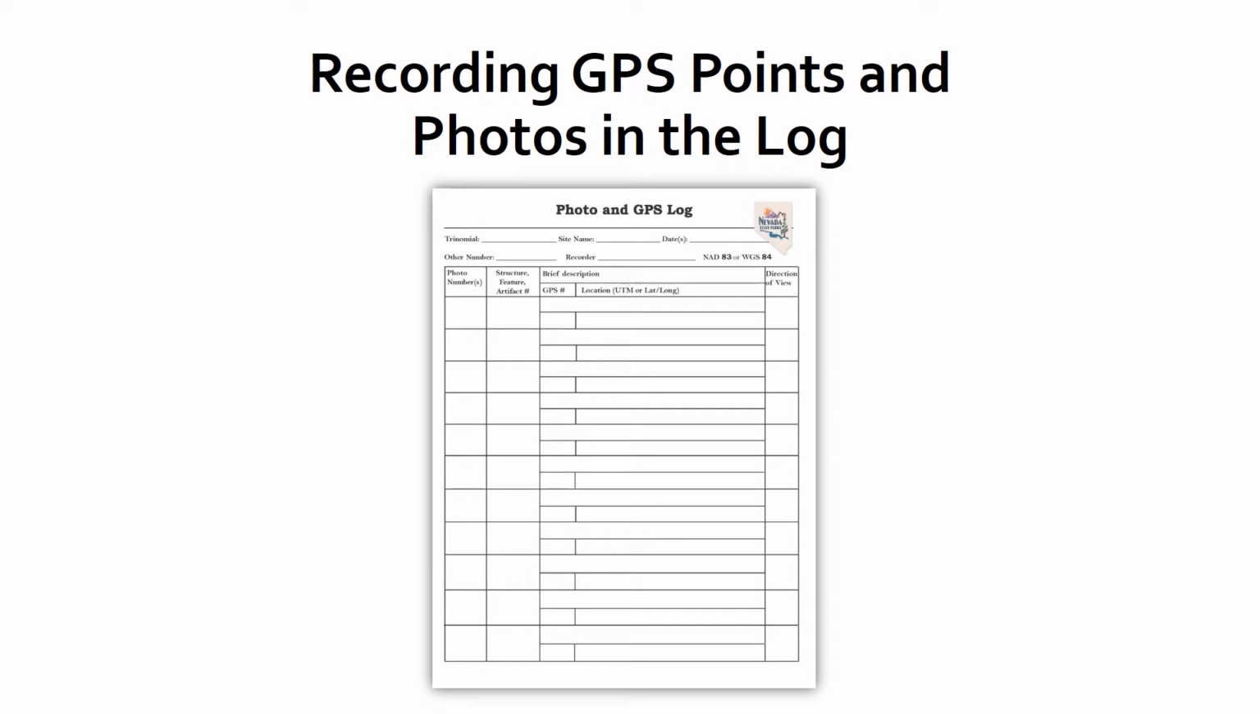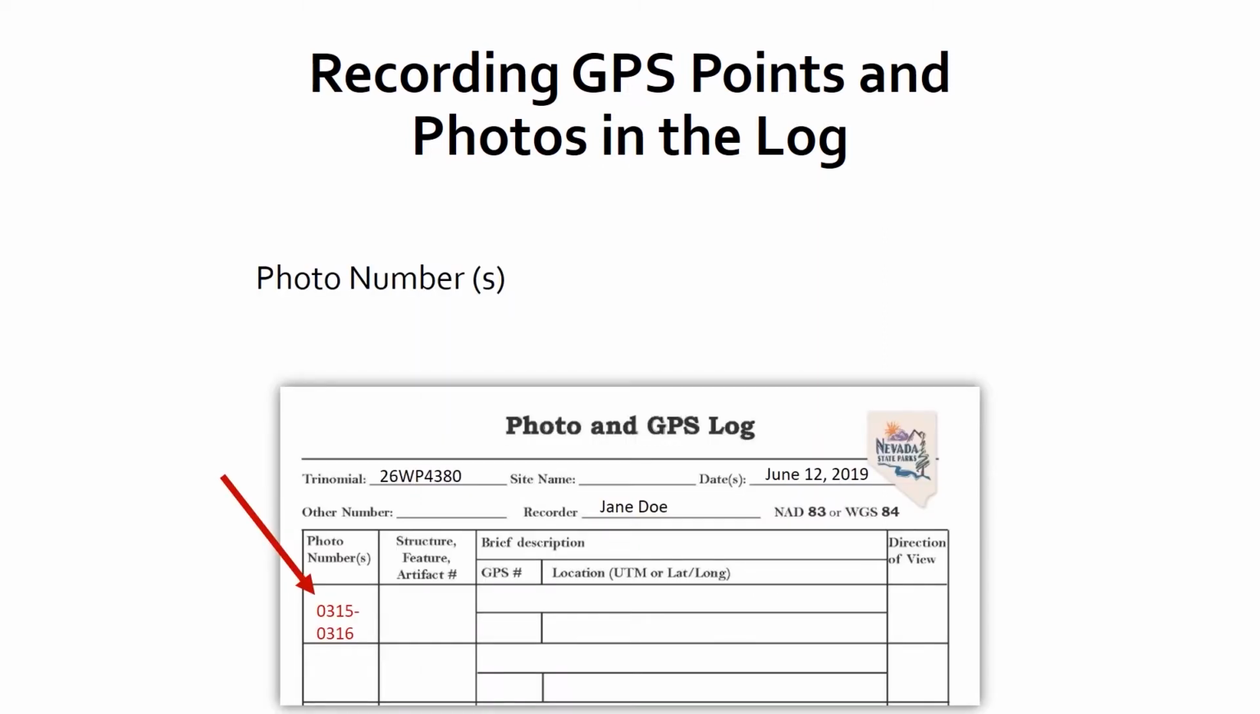So to record your photos and your GPS points, we have a photo and GPS log. And we're going to, on the top, put in the site number or trinomial, the date that we went out, and who's recording. Then we can use the lines to put in photos and GPS location information.